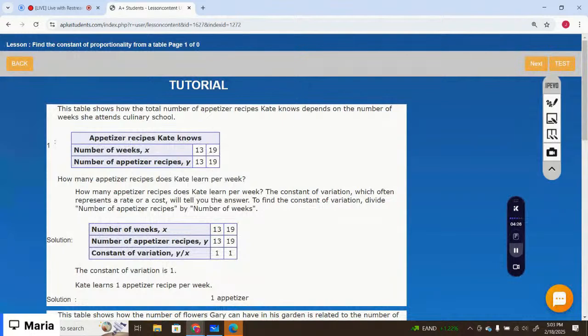This table shows how the total number of appetizer recipes Kate knows depends on the number of weeks she attends culinary school. How many appetizer recipes does Kate learn per week? So the number of weeks are 13 and the number of appetizers are 13. Then the number of weeks are 19 and the appetizers are also 19. So you have to calculate the constant of variation, that would be y over x. So 13 over 13 is 1 and 19 over 19 is 1. So the correct option is 1.